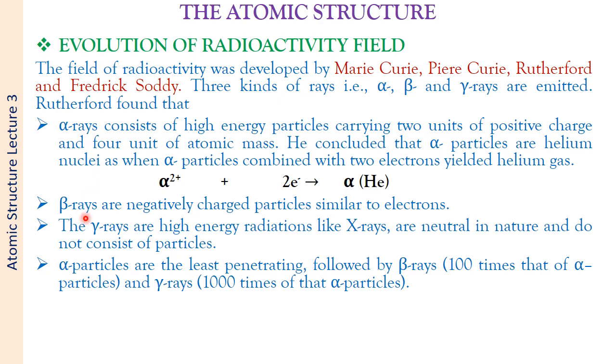And then beta rays are negatively charged particles which are similar to the electrons, and the gamma rays are high energy radiations like the X-rays. They are neutral and do not consist of particles. The alpha particles are the least penetrating, followed by the beta rays and then the gamma rays.